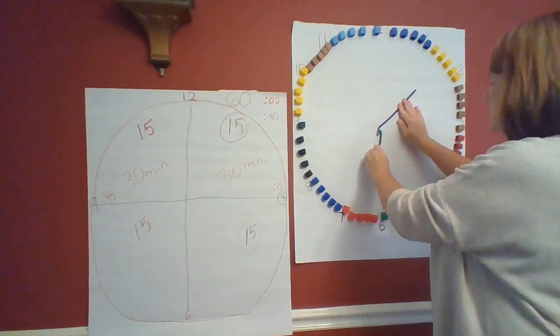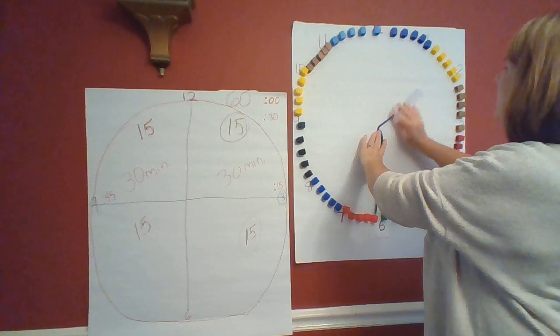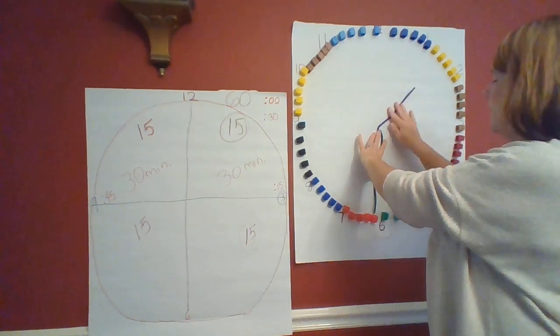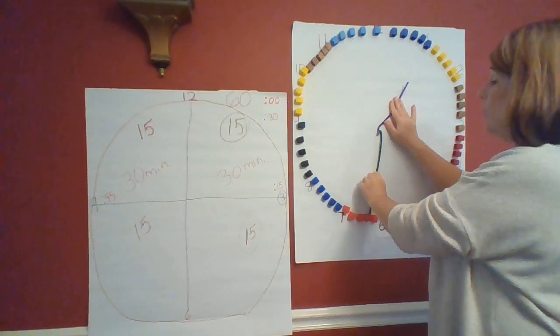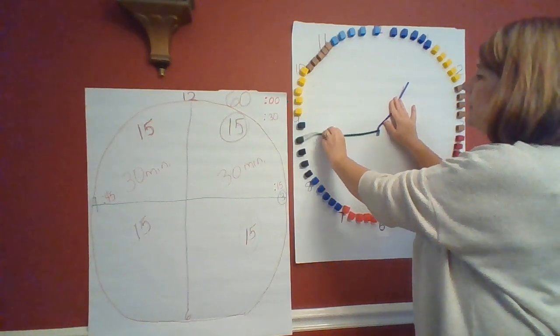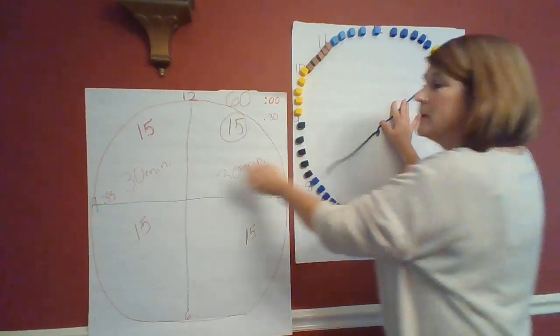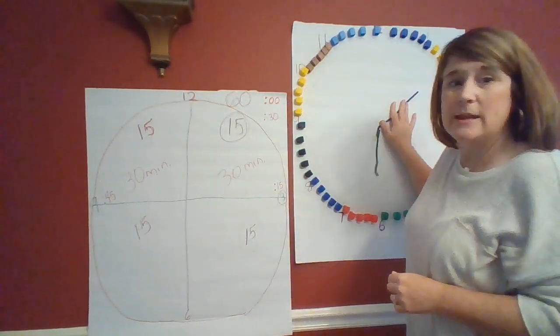So when it says 1:30, guess what? That little short hand is about halfway between the 1 and the 2. When it gets to 1:45, guess what happens to that hour hand? It is almost 2 o'clock, because it only has 15 minutes till the next hour.